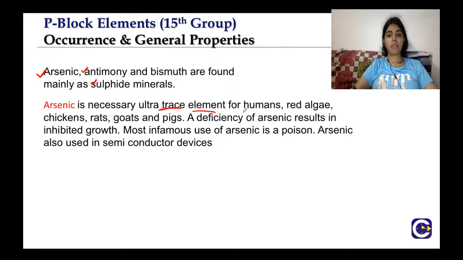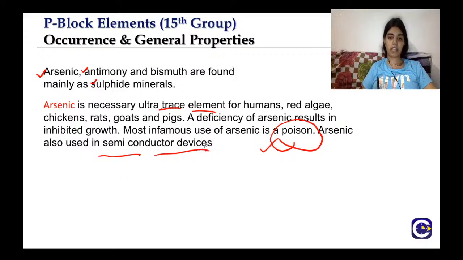The most infamous use of arsenic is as a poison. Arsenic is also used in semiconductor devices. So what are semiconductor devices? We have already done in electrochemistry that there are conductors, semiconductors and insulators. Semiconductors are those devices which have a conductivity between that of conductors and insulators.